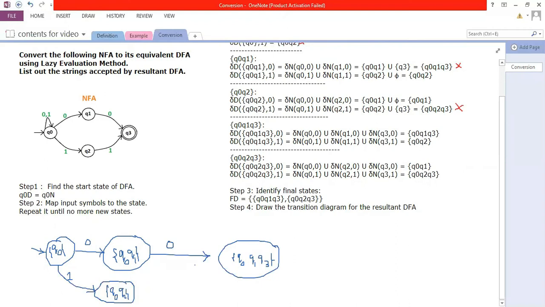Q naught Q1 with 1 is Q naught Q2. So you can just write the transition like this. From the state Q naught Q1 with the input symbol 1, it is Q1 Q2. Then Q naught Q2 with 0 is Q naught Q1, so it is going back. Then Q naught Q2 with 1 would be Q naught Q2 Q3.